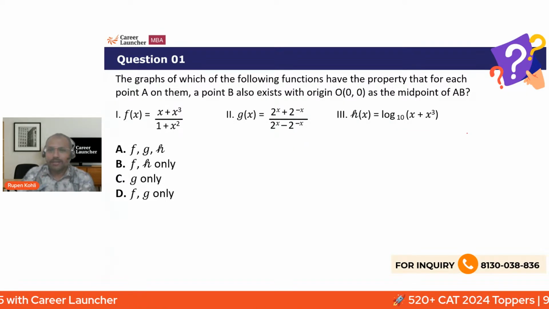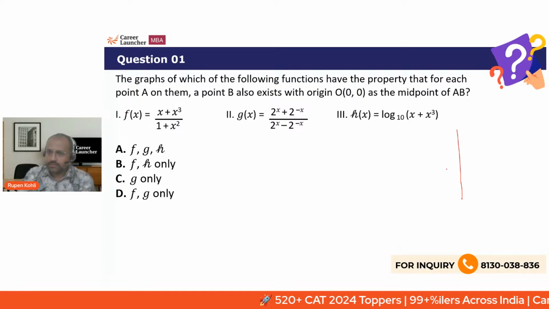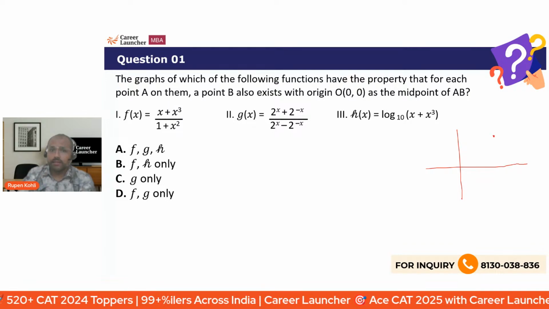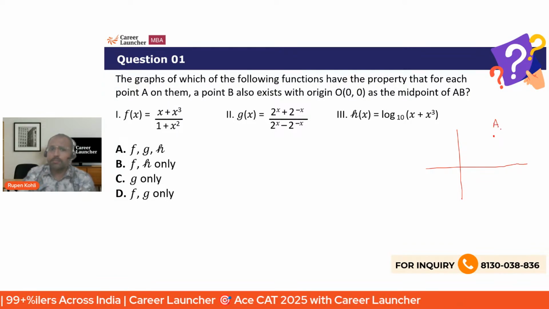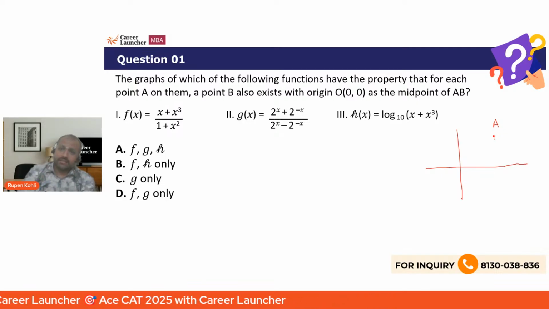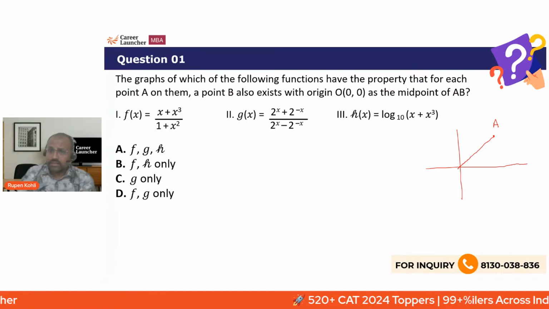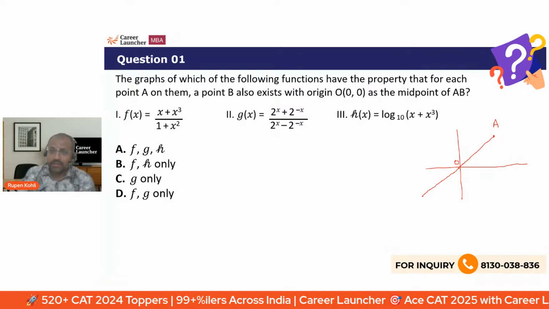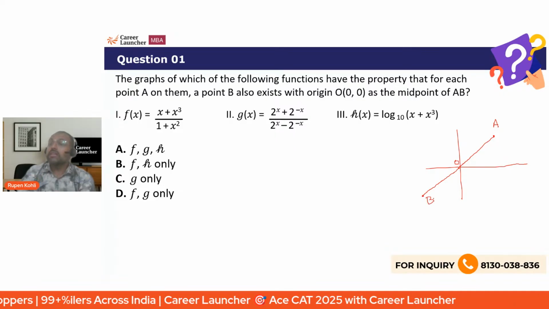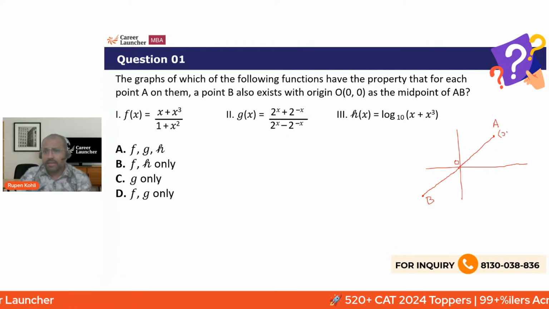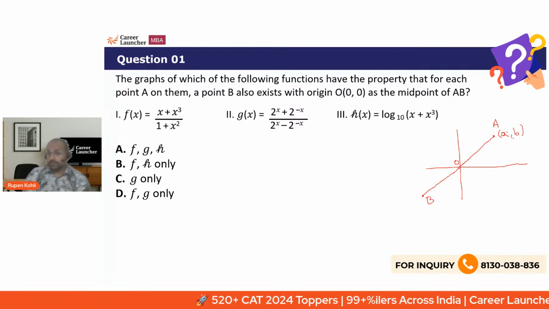Let's say this is the coordinate plane. The graph will be there for the function. There'll be some point on the graph. Let's say this is a point A. Another point exists with origin as a midpoint, which means if I join this to the origin and go back the same distance, so that origin is the midpoint of AB, then there is another point that we can get on the same graph of the function. If this point is, let's say, A comma B, these are the coordinates of this point.